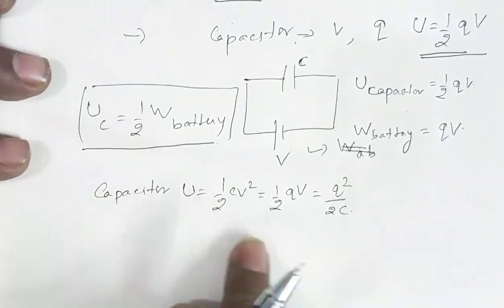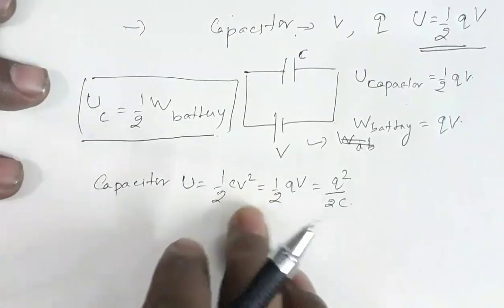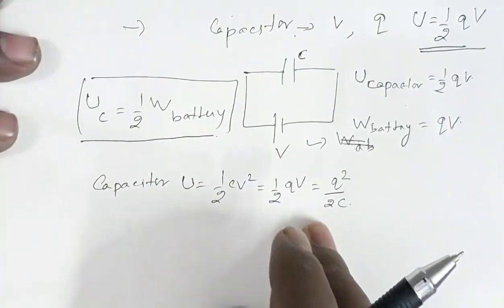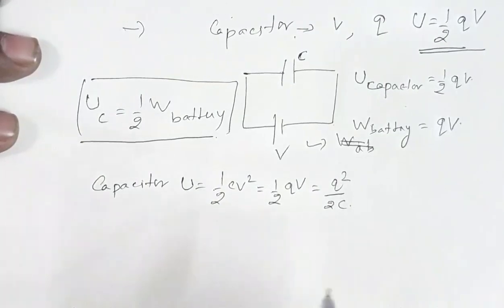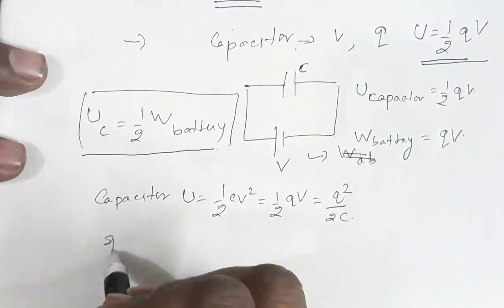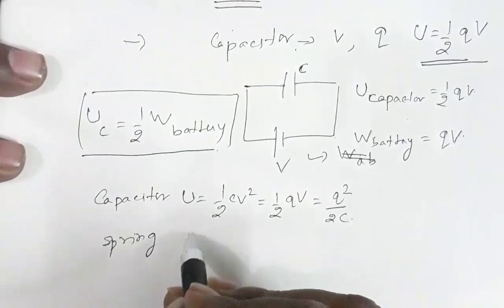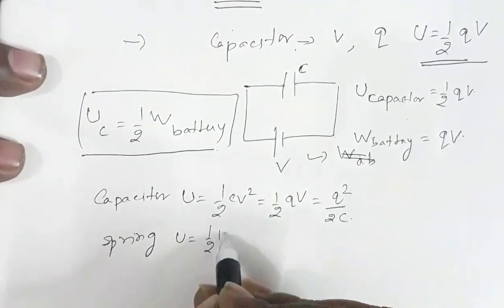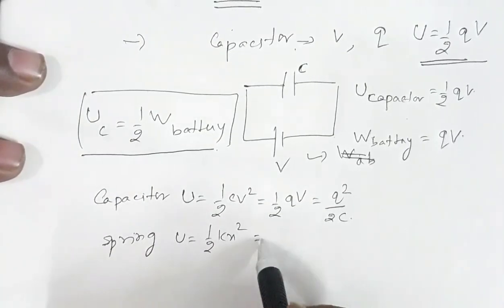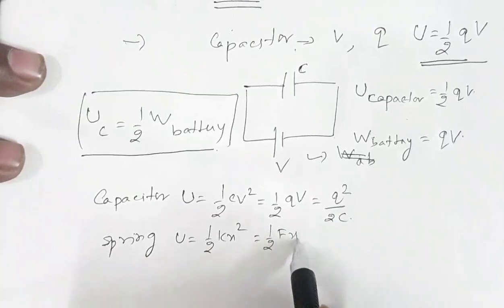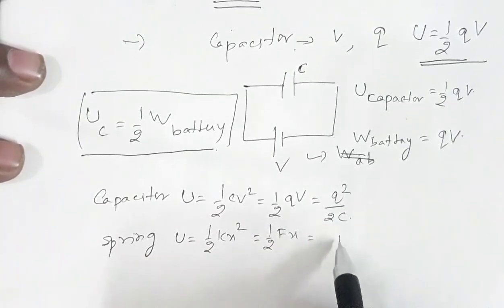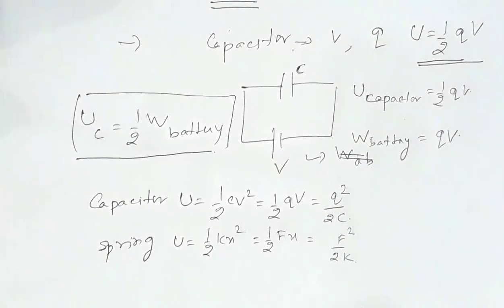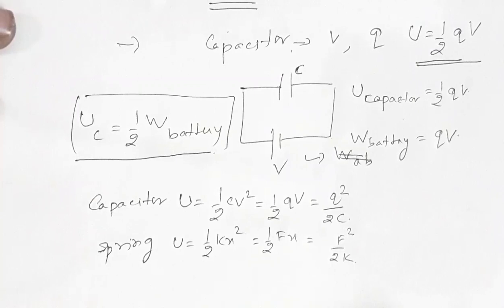One unrelated thing, but it connects this expression with the expression for spring. So I'm writing it here. Now for spring, potential energy is half kx square is equal to half fx is equal to f square by twice k. Okay, so these expressions are quite identical.